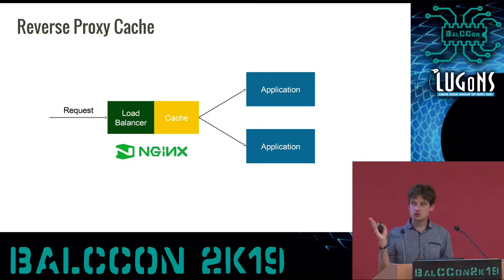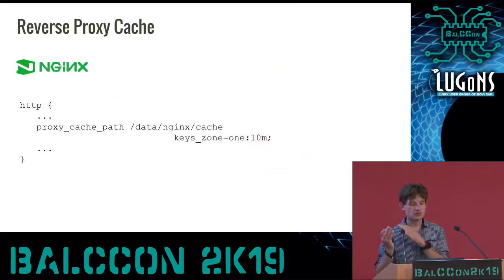A very mature solution is from Nginx. You can configure it actually together with your load balancer. So if you use Nginx for load balancer, then you can configure caching with such a small part of the code. Obviously, you can include more properties, but the most important one is the path where the cache values are stored and the key zone.